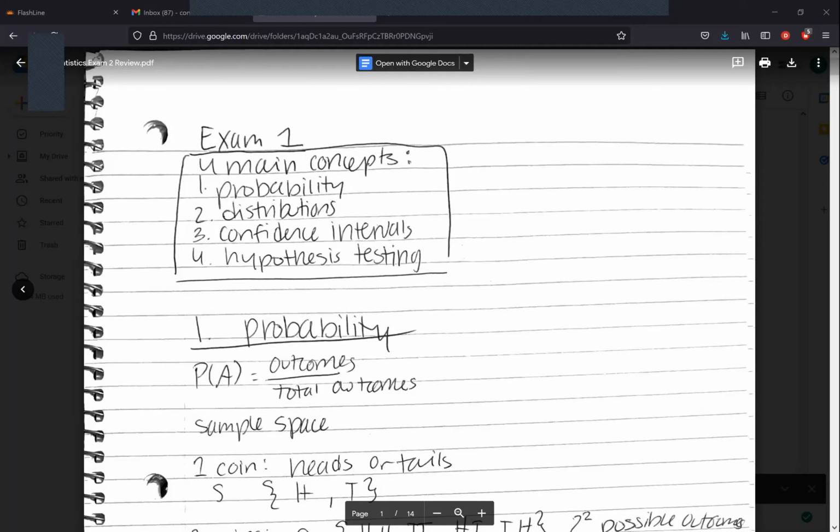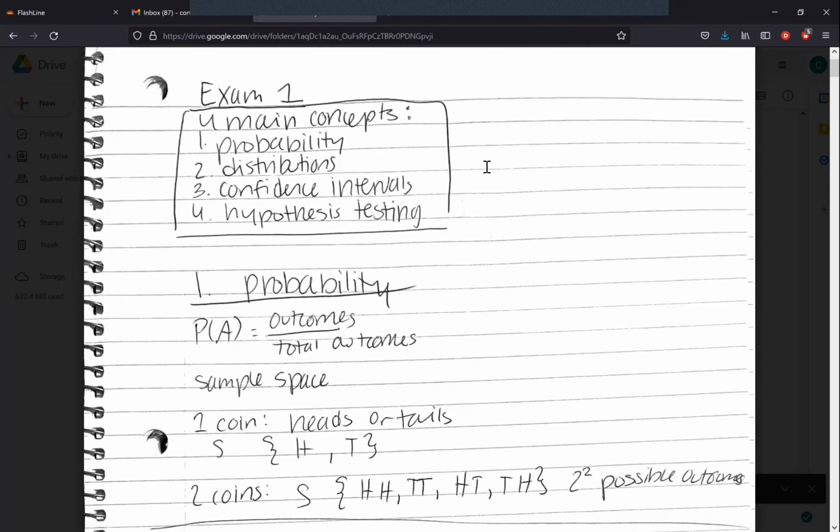I don't know why this is exam 1. It's literally exam 2. I don't know. I think this class makes me lose my mind.